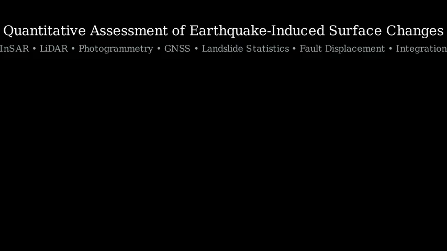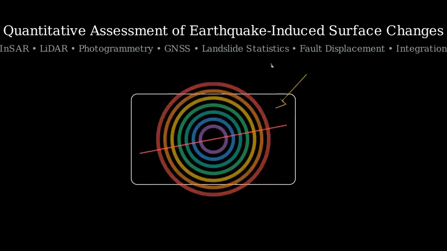We will build 3 quick diagrams: a radar interferogram concept, LiDAR differencing for volumetric change, and feature tracking from photogrammetry. Then finish with point displacements from GNSS. Radar interferometry compares 2 radar images taken before and after an earthquake. The result is a pattern of colored fringes, which are lines of equal displacement along the radar line of sight. Discontinuities across the fringes mark fault slip zones.